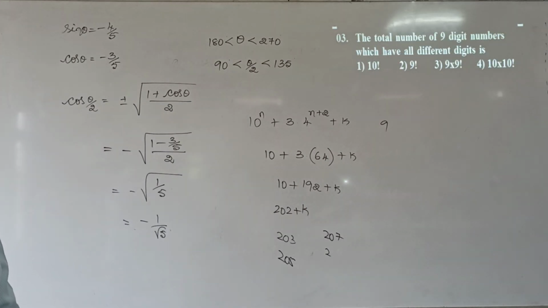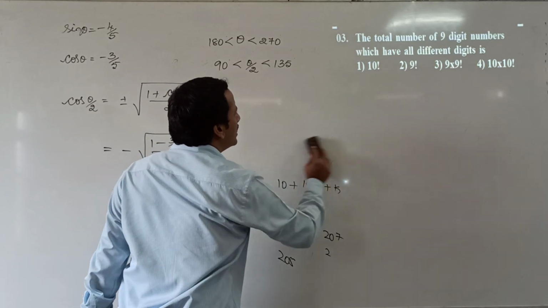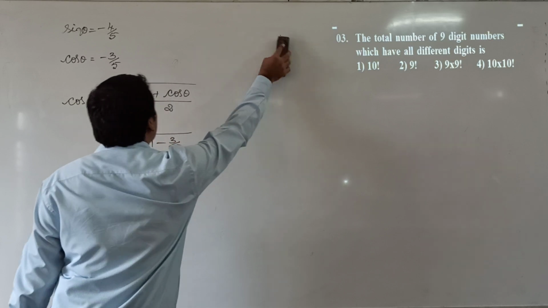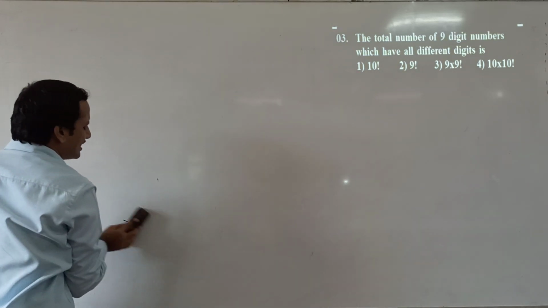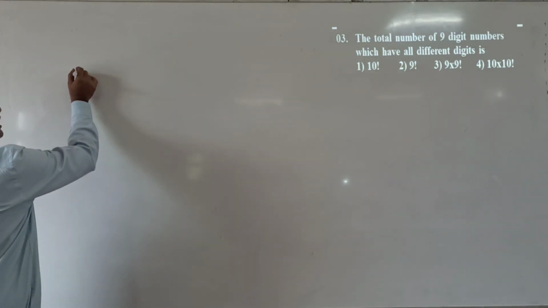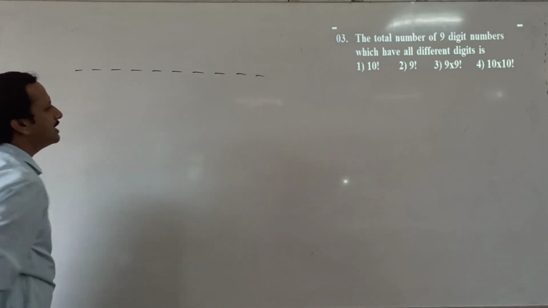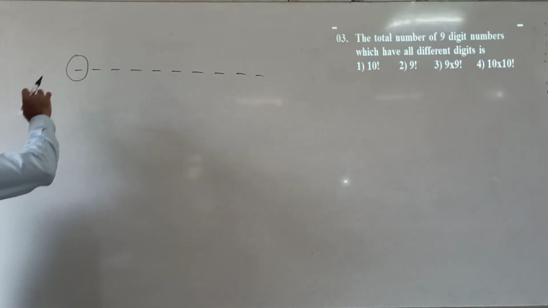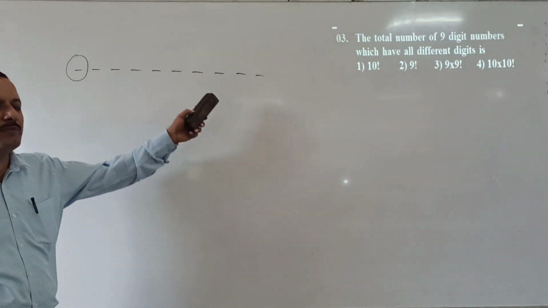Okay, then look at question number 3. The total number of 9-digit numbers which have all different digits is. All of them are having different digits. Okay, so let us consider a 10-digit number. These are the 10 digits. So 10-digit number means here for the first position I cannot write 0, because if I write 0 here, then it will be a 9-digit number.